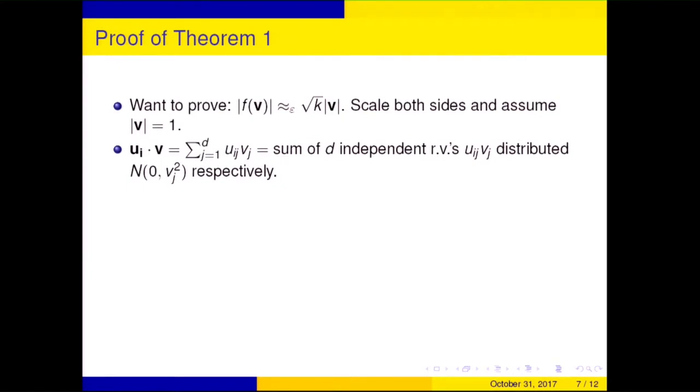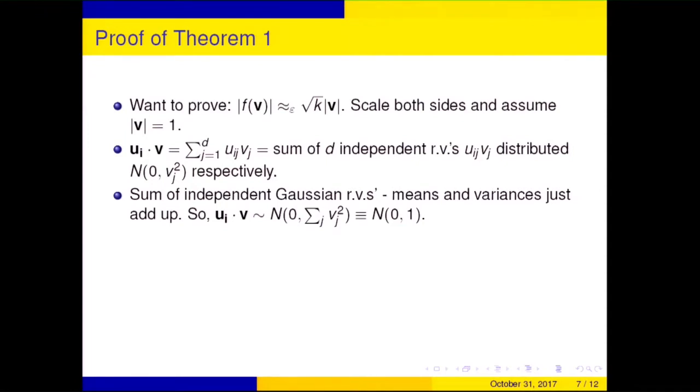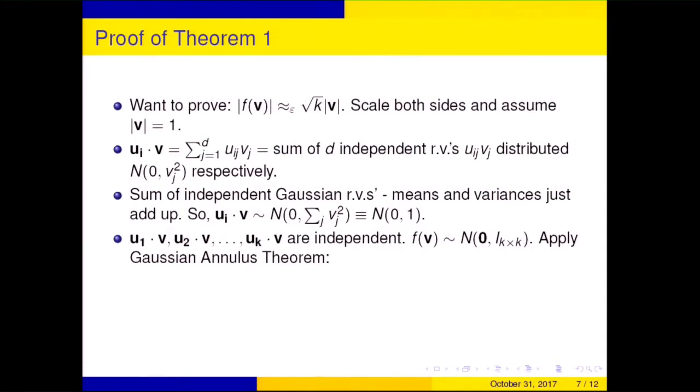Okay? Now, this is a repeat of something I did earlier. The dot product is the sum of independent random variables, and therefore the means and variances add up. So we get that this has distribution N(0, 1). Now, U1, these dot products then are independent Gaussians. Each is distributed spherically, right? The length of v squared is 1. So each dot product is normal 0, 1. They're independent. So this is a k-dimensional identity matrix. F of v is a k vector, right? So the k vector is distributed exactly like that.